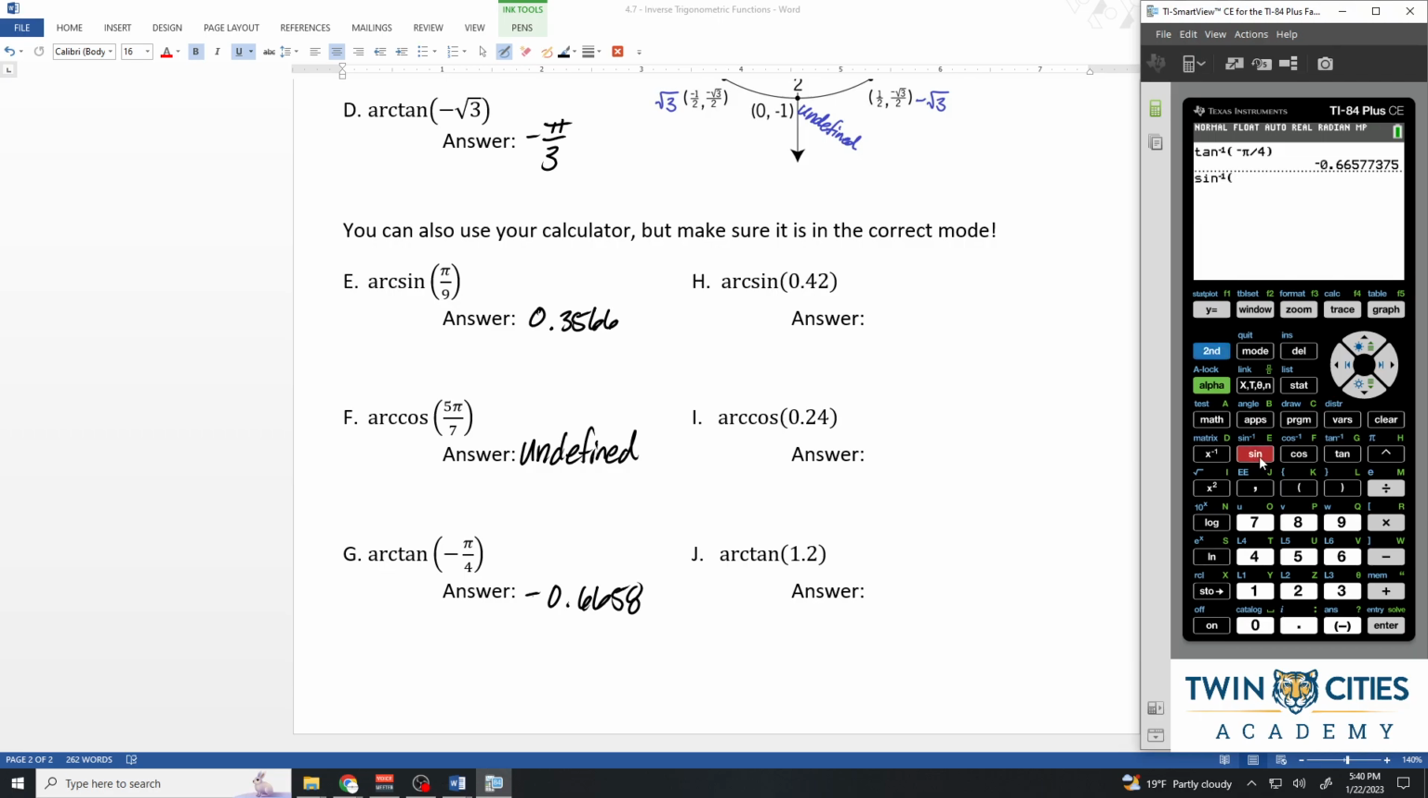So arcsine 0.42. Even though this doesn't have a pi in it, we're still going to assume that this is in radians because it doesn't say degrees. So there's no degree marker here. Assume it's in radians. Let's go ahead and enter this. This is 0.4334.